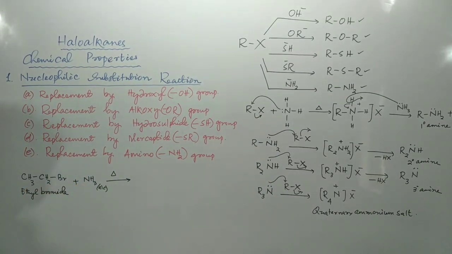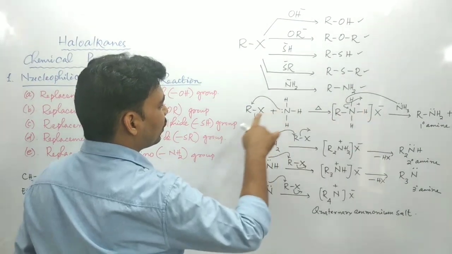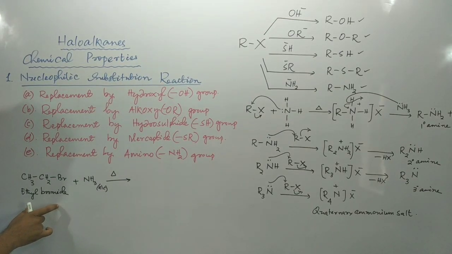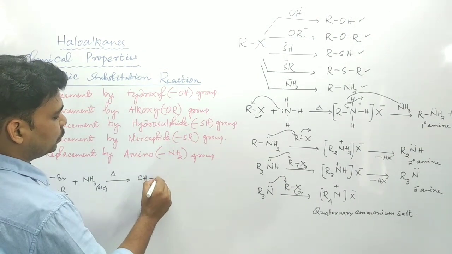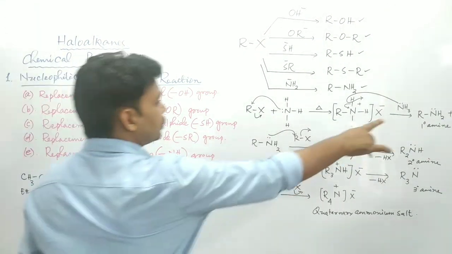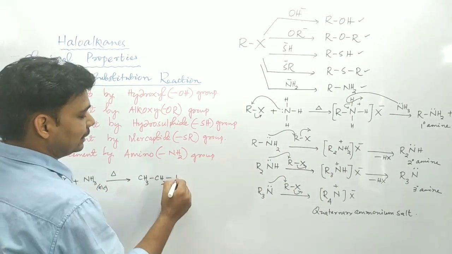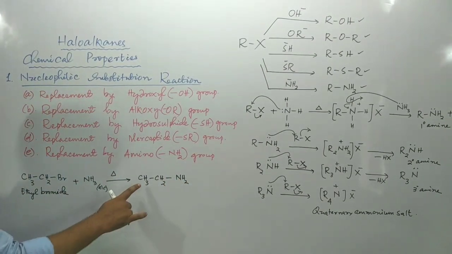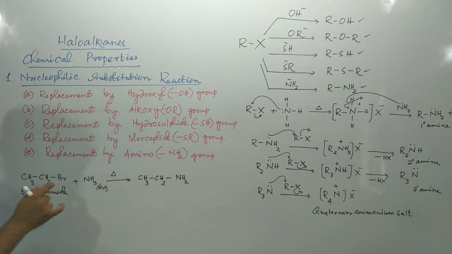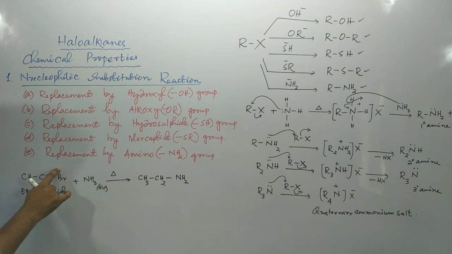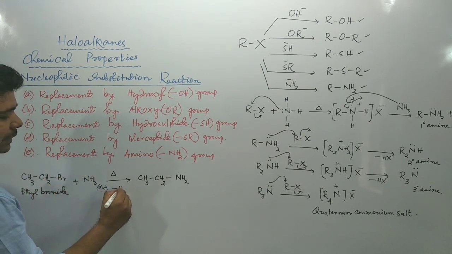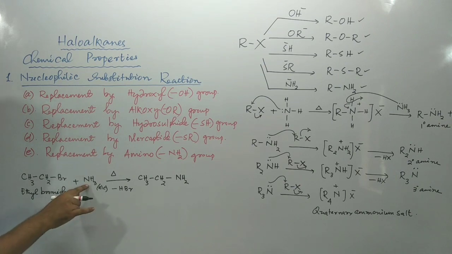So which would be the primary amine? RNH2, that R is from RX. So this is your RX. What is R here? CH3CH2. This is R. Next, NH2. NH2 is from NH3. CH3CH2NH2. This CH3CH2 group is from alkyl halide, and this NH2 is from NH3. So one hydrogen and one Br are left, and they will be released as HBr. One H is from NH3 and Br is from CH3CH2Br.